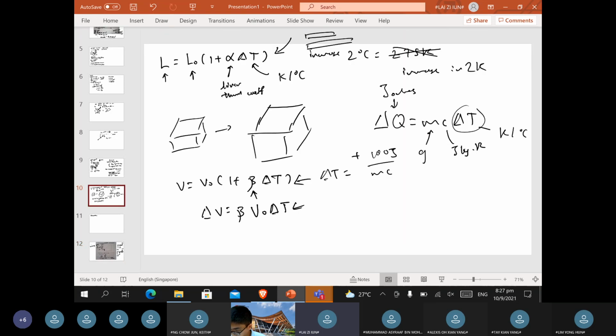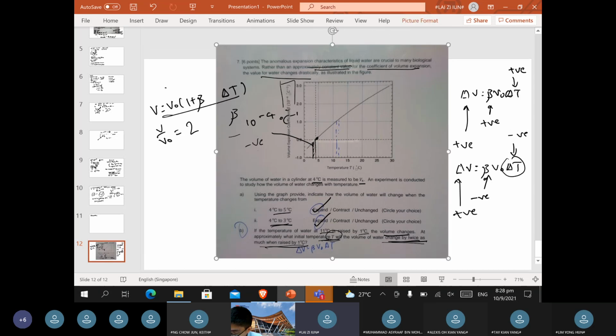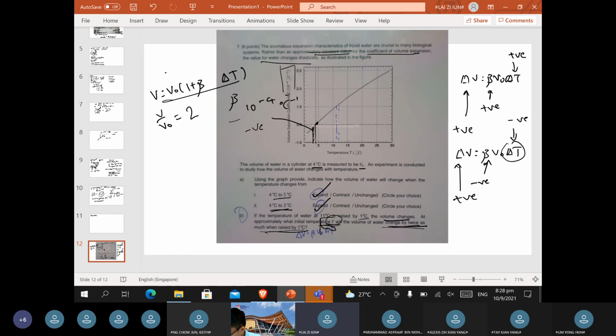We have this formula, right? Just to confirm it is correct. And they are asking for the initial temperature where the volume of water will change by twice as much. That means that V over V naught is going to be 2, right? Change by twice as much when raised by, oh no, my bad. Okay, so change by twice as much. That means that we need to find the original change in volume at 11 degrees C.